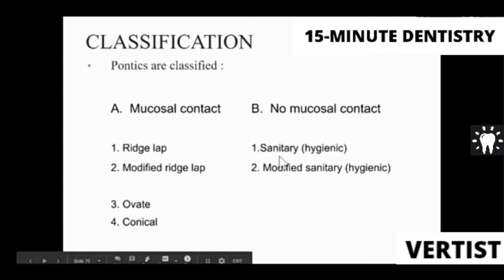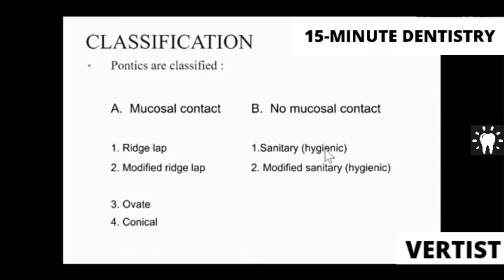Now, coming to the pontics with no mucosal contact, we have the sanitary or the hygienic pontic, in which there is space between the surface of the pontic and the ridge, and it asks for a minimum of 3 millimeters of space. And in situations where we have less space, we could prefer to have a modified sanitary or hygienic pontic, which is more of an archway. That means it is concave in shape on the underside.